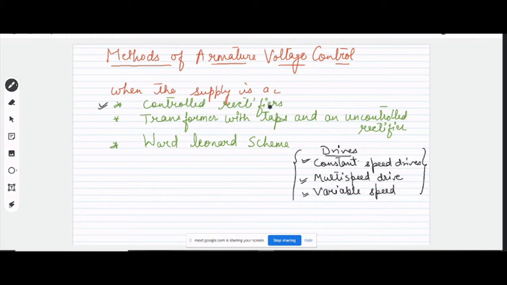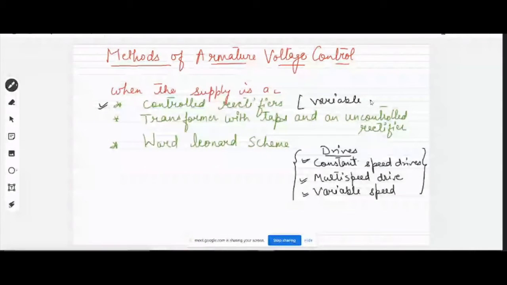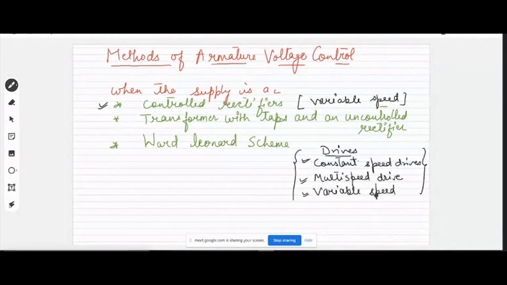Now see, if it is fitted through a controlled rectifier, what kind of drive can we have from this? Multi-speed or variable? Variable. Right. We can have a variable speed drive from there. Although we can have multi-speed as well, variable speed also includes multi-speed. But if we talk about the second mechanism, where we use a transformer with tappings and an uncontrolled rectifier before feeding the motor, what kind of drive will we have? Definitely multi-speed.